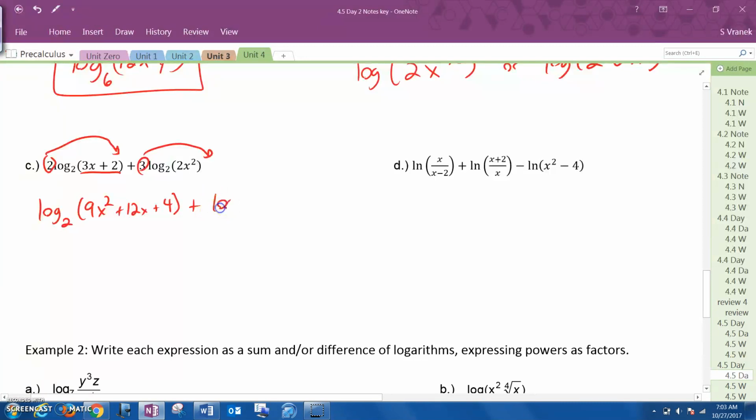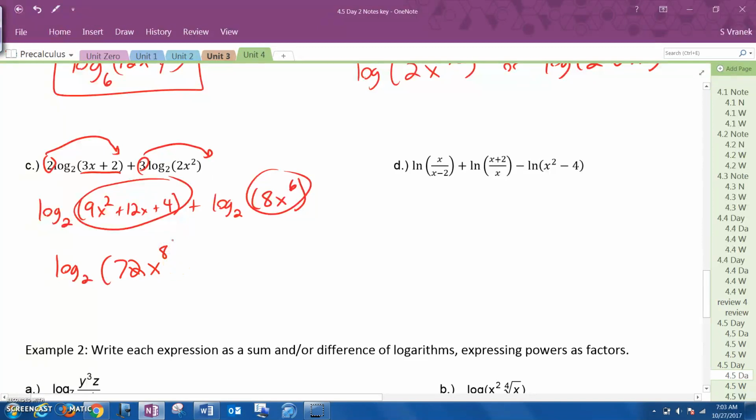Plus, and then this is log base 2 of, if you cube that, you get 8x to the 6th. Let me just make sure this is right. 3 times 2 is 6. Yep, okay. So then we have multiplication here. So if you multiply this and this, you get 72x to the 8th. And then you get 96x to the 7th, and then 8 times 4 is 32, x to the 6th.